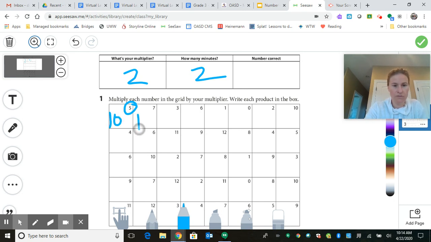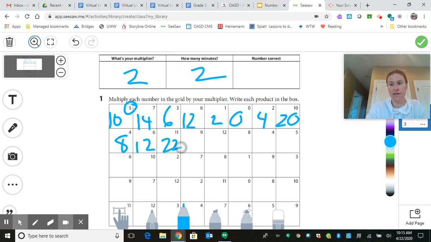10, 14, 3 and 3, 6, 12, 2. Oh, wait, when you multiply by 0, it's 0. 4, 10 and 10, 20. Oh my gosh, it's just my doubles facts. Good thing I mastered my doubles facts. I'm going to keep going through here.